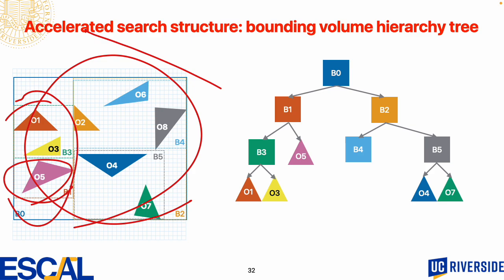So what will happen is that if I have a ray that only hits this part, I don't need to check anything on the right-hand side. That would save our time, and it would reduce the search time to log n in the number of your objects, ideally, if you have a balanced enough tree. So that's the idea of the bounding volume hierarchy tree.